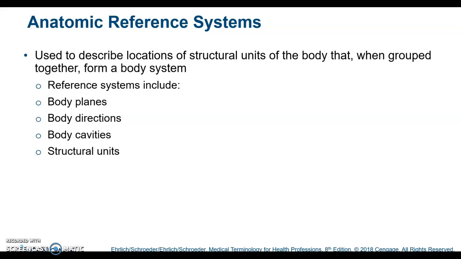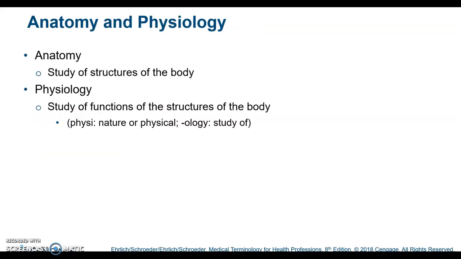All right, so anatomic reference systems is what will be used in this particular chapter. They're talking about body planes, body directions, body cavities, and also structural units. A structural unit of the human body could be a cell, it could be tissues, it could be an organ even. When you put all these together, you would have a reference system. So just keep that in mind.